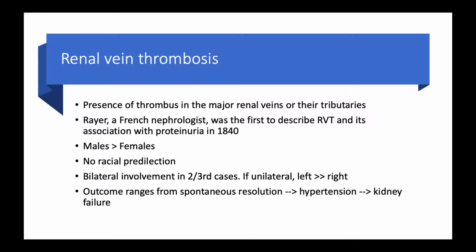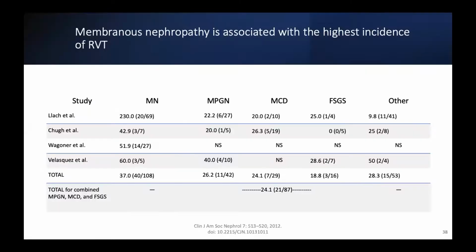Coming to outcomes of renal vein thrombosis, the outcomes range from spontaneous resolution to the patient developing chronic hypertension, and some patients may develop renal failure and may require maintenance dialysis. This is again specifically looking at renal vein thrombosis. Membranous nephropathy is associated with a higher incidence of renal vein thrombosis compared to other MPGN, MCD, and FSGS, and the incidence is around 24% in this series.